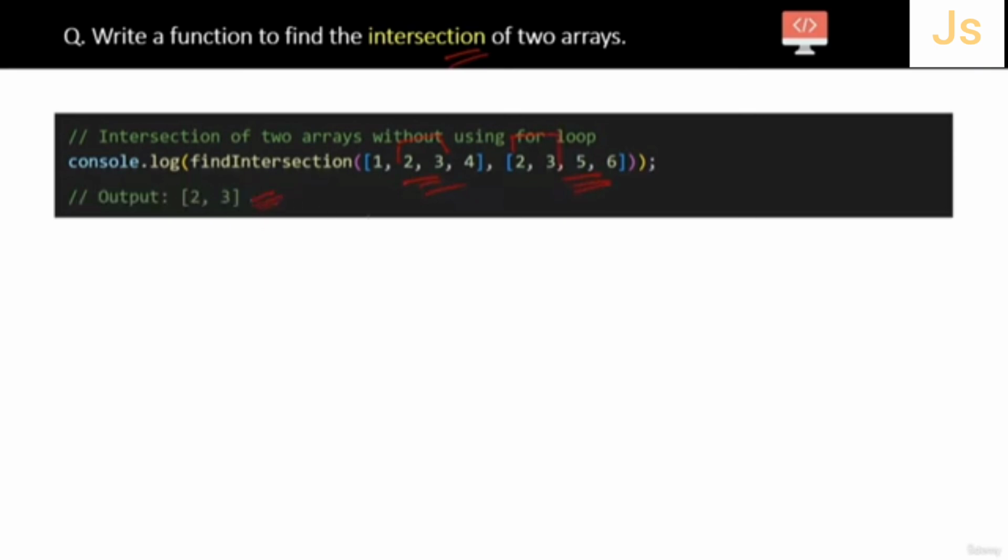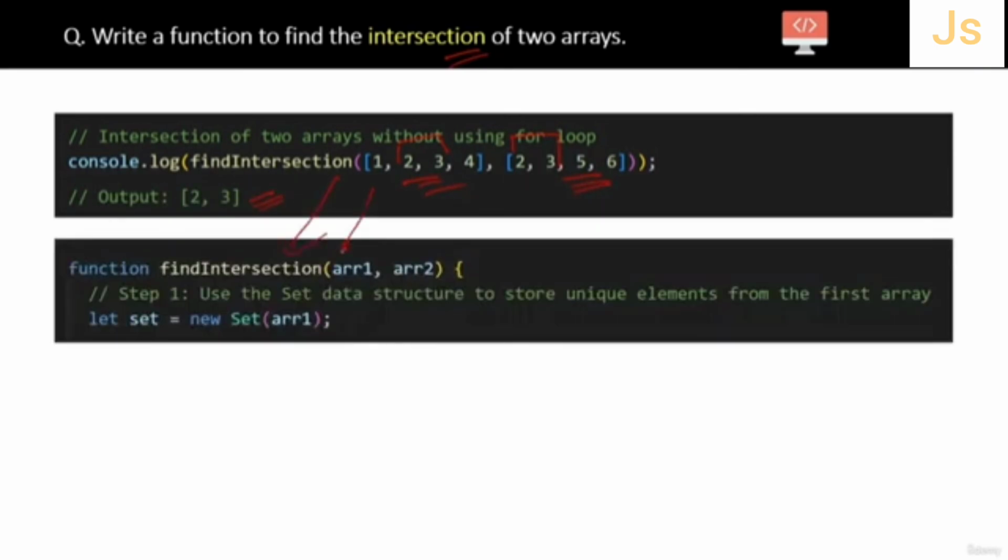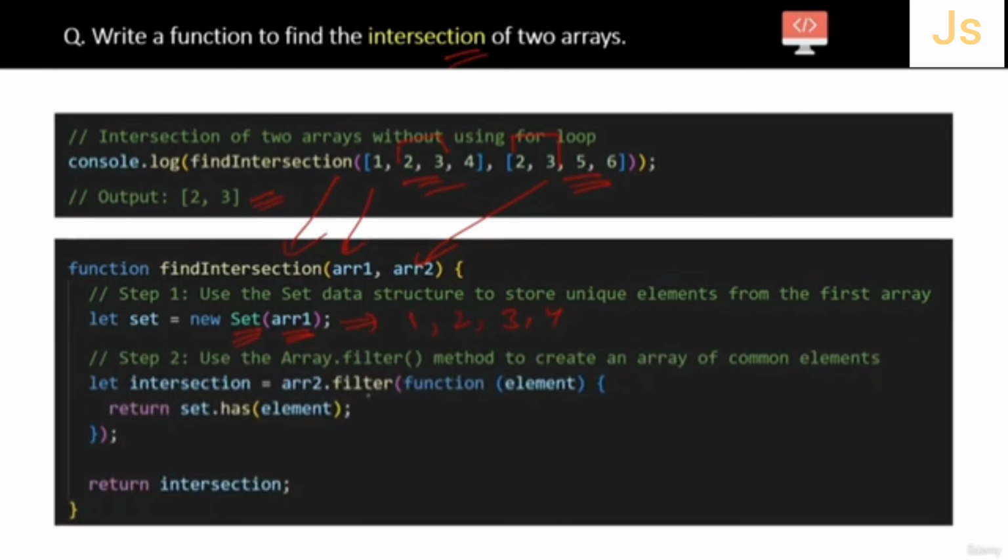First we will declare the function and pass both arrays as the parameters. And then we will use the set object to store only the unique elements and remove the duplicate elements from the first array. Then we will use the filter method to create an array of common elements that intersect. Here we will apply the filter method to array 2. So one by one, all elements of array 2 will be passed as the element parameter.